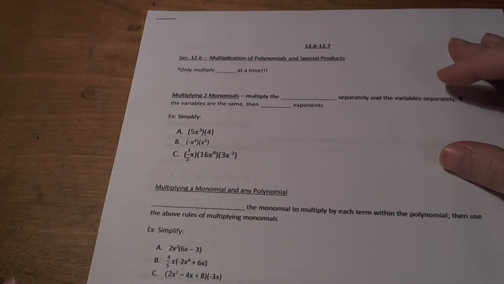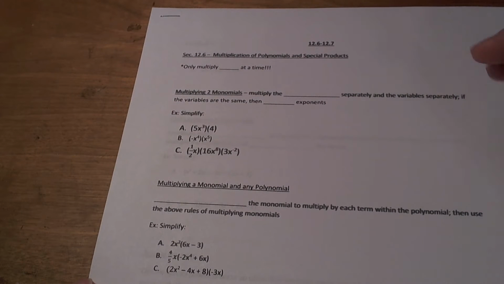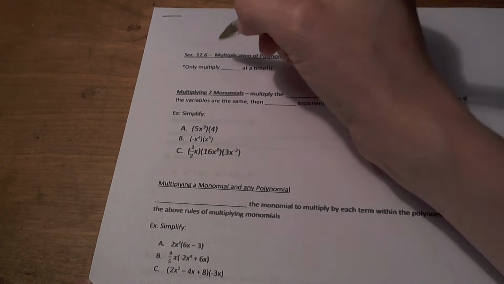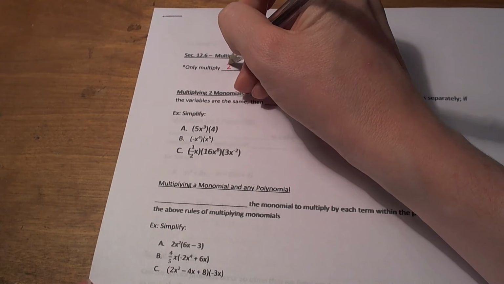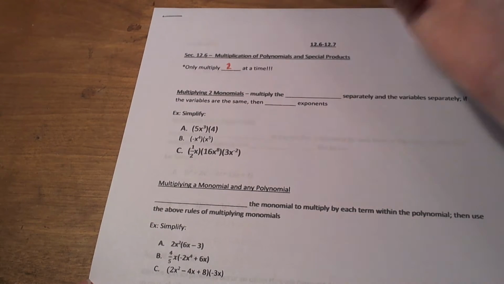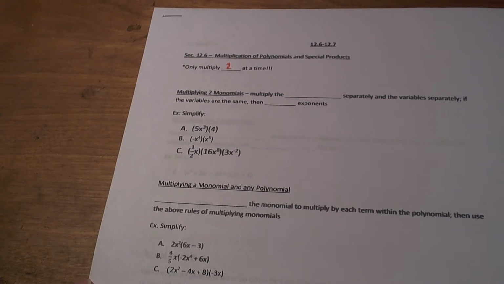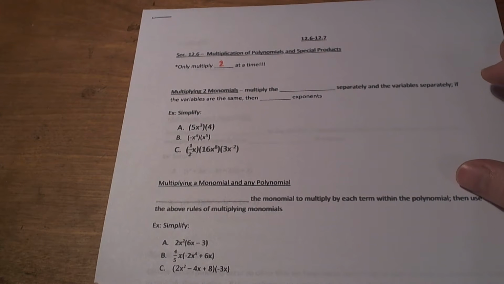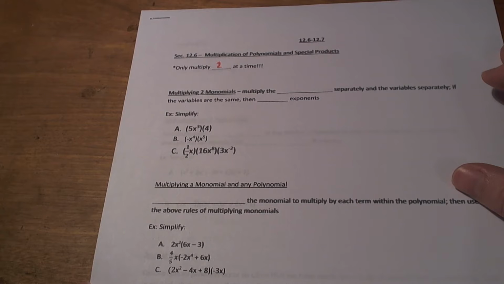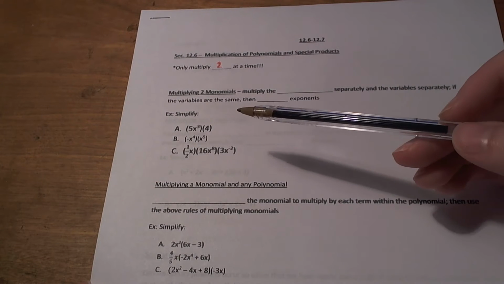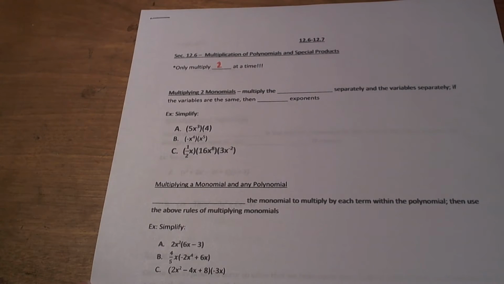So filling in these notes and talking about this material, section 12.6 I said was multiplication, and so we're only going to multiply 2 at a time. I've had some students who try to multiply more than 2 at a time and they end up with errors, so I'm giving you this note just to help reduce the amount of errors. And so we start small and we work our way larger in these notes. We're going to start with multiplying 2 monomials. Remember from last time that monomials are single terms.